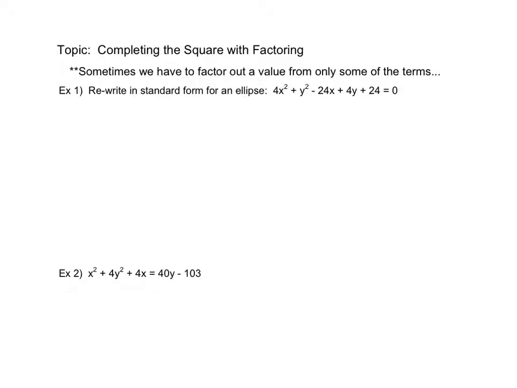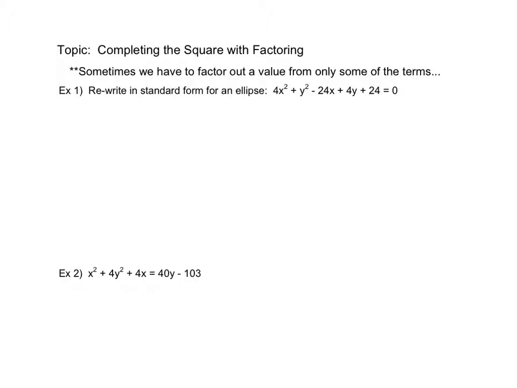This video is also going to be on completing the square, but it is going to have a new twist. What we're going to look at is if we have a coefficient on our x squared or our y squared term, and what happens if I want to get rid of a coefficient on x squared but not on y squared. What we'll do is we will factor out a value from only some of the terms.